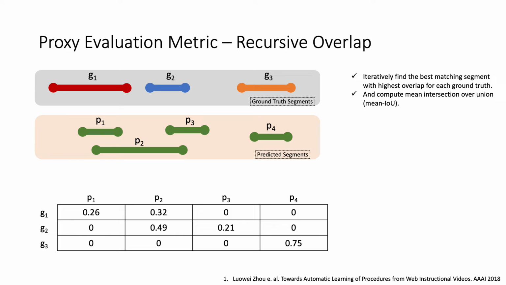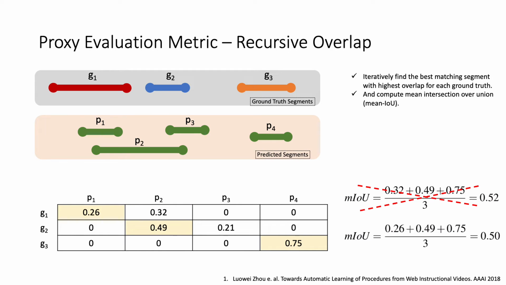The alternative metric is to iteratively find the best match with highest overlap from the predicted proposals for each ground truth segment. For example, the proposal P2 is the best match as it has the highest IOU for ground truths G1 and G2. This will give inaccurate mean IOU. Again, this metric fails in considering the temporal order and one-to-one mapping of segments. The correct mean IOU should be 0.5 and map the proposal P1 with ground truth G1.